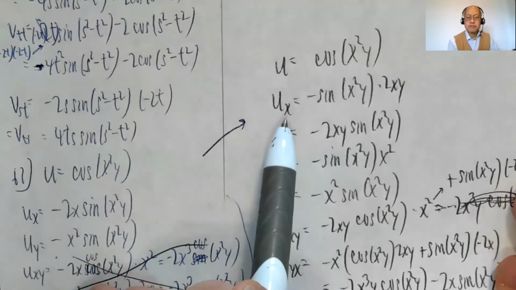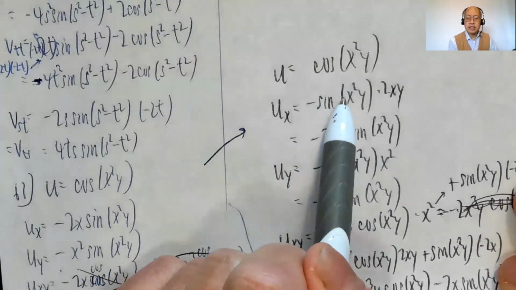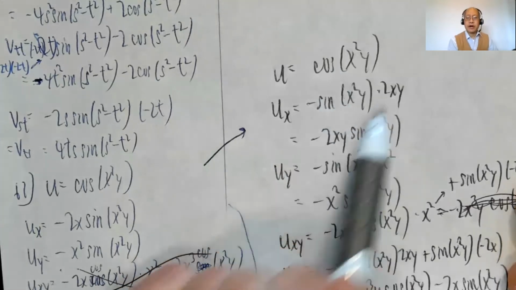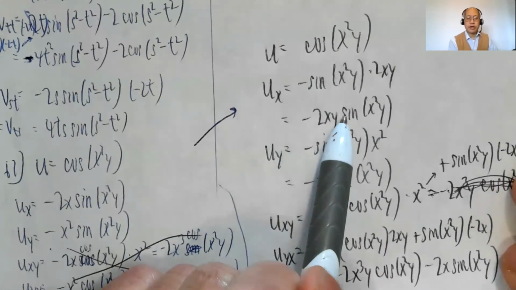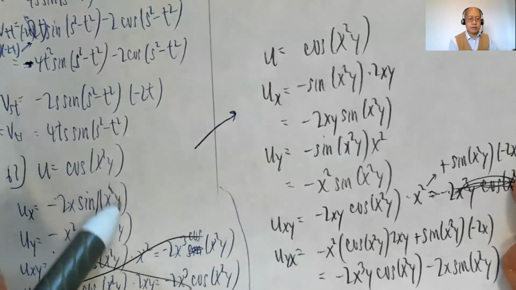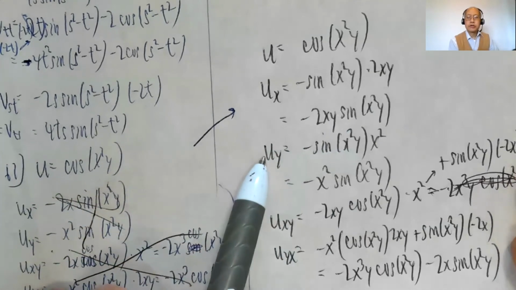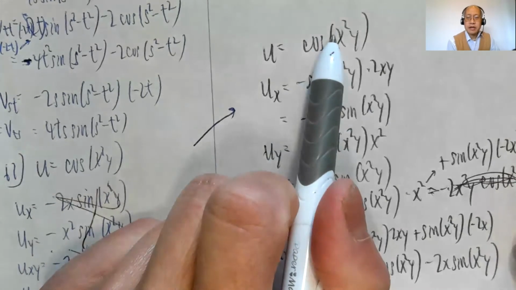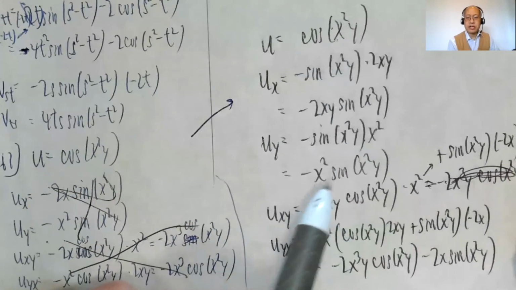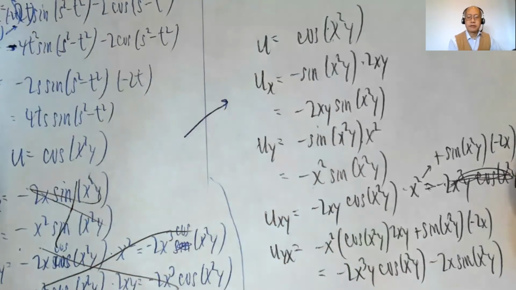That's the original function. u sub x, negative sine times this, times the derivative of the inside, right, 2xy. So -2xy sine of x squared y. Yeah, this is totally messed up here. Sorry. u sub y, negative sine of that times x squared. So -x squared sine of x squared y. Okay.